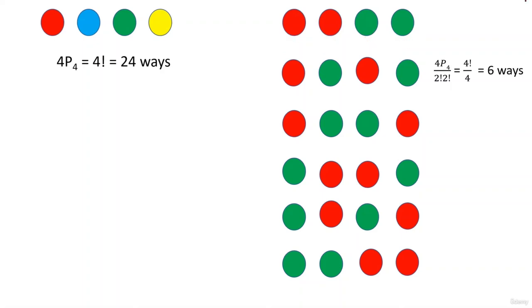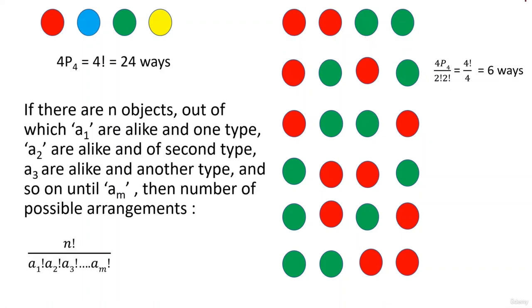From here we learn a very important thing: if there are n objects out of which a1 are alike and of one type, a2 are alike and of second type, a3 are alike and of another type, and so on until am, then the number of possible arrangements is n factorial divided by a1 factorial, a2 factorial, a3 factorial, up till am factorial, right? Like we saw in this question, we had 4 objects.